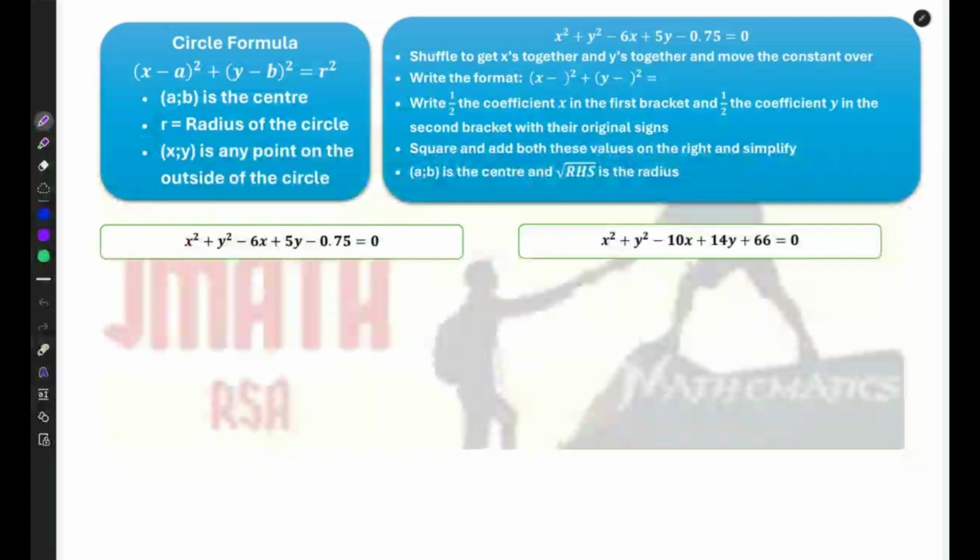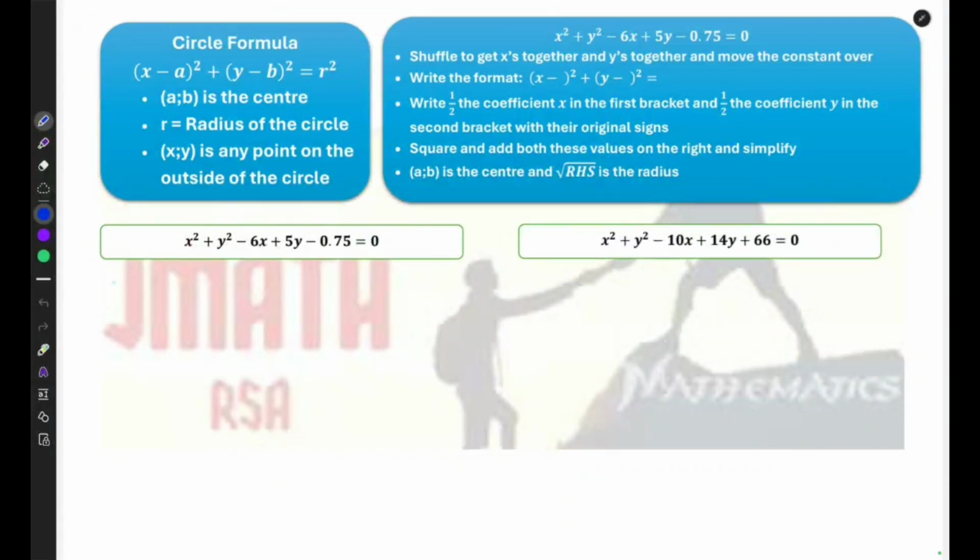The key that you must now remember is, on the other side with the 0.75, I must square those two numbers that I just wrote in the brackets and add it to the right-hand side. Perfect. Then a and b would be the center, I just have to change the signs, and then the square root of the right-hand side is the radius. Okay, if that was too much, just copy this block. I'm going to do examples, and then hopefully it makes complete sense when we are done.